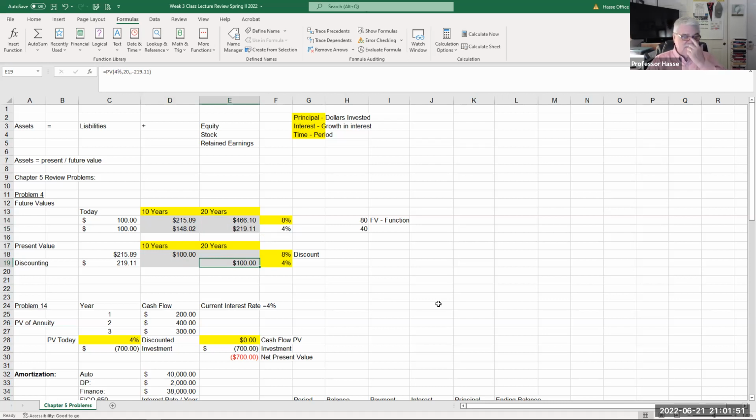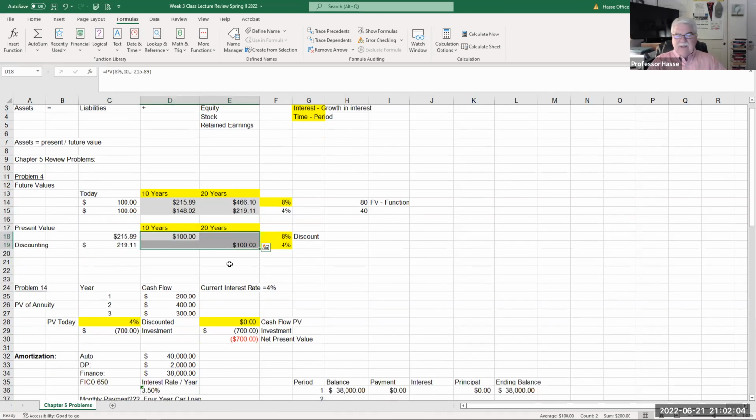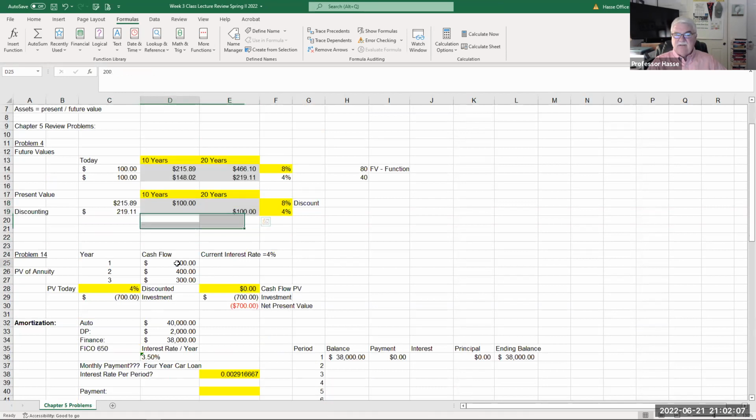Now, in this case, as we were talking about, this is only one sum of money, $100, turning it into these amounts, or these amounts, turning them back to $100. One payment. Well, what happens if we have a series of cash flows going out into the future? How do we determine the present value of that money?